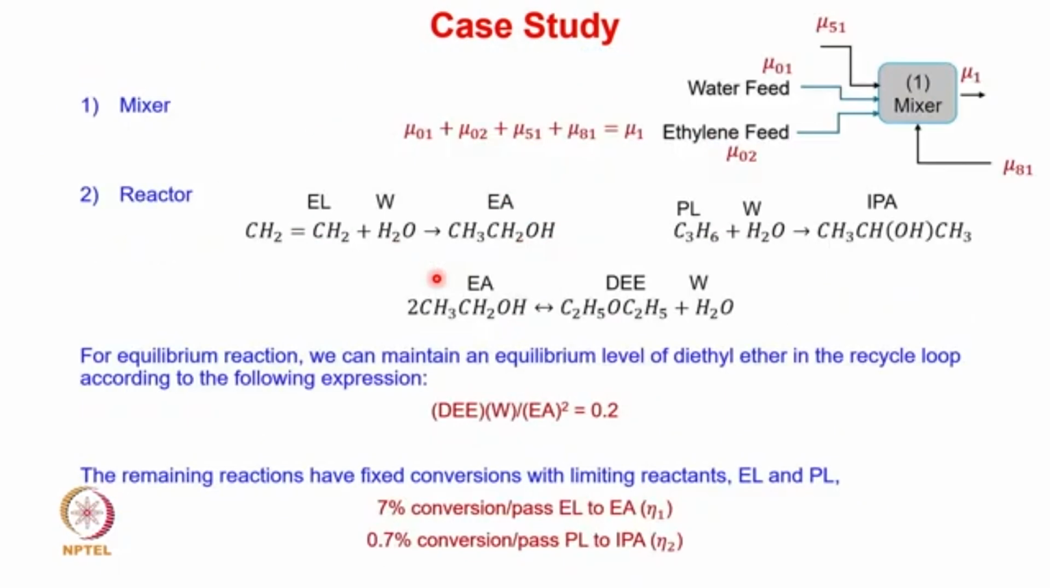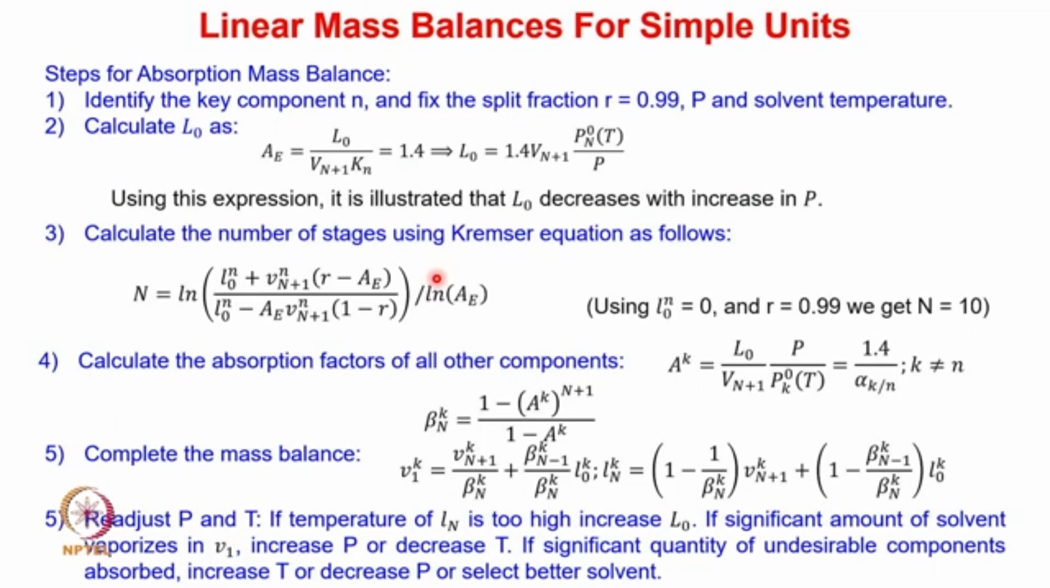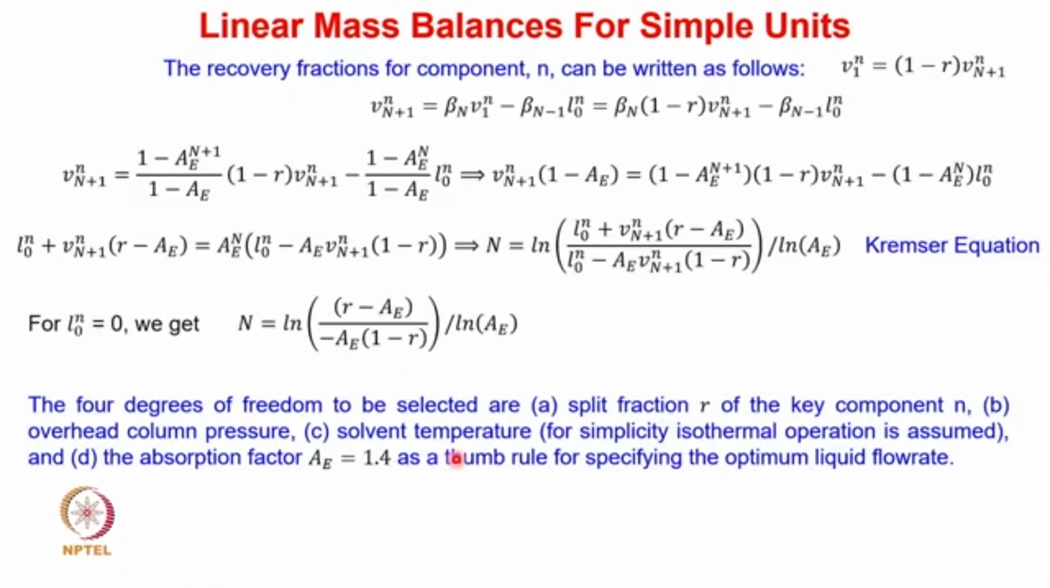If I go back, remember in the absorption we have given the simplified equations for calculating the number of stages. So when we are assuming that there is no key component present in the liquid, in that case L naught n is 0. So in that case this particular equation is simplified. The simplified equation can be given by R minus AE divided by minus AE into 1 minus R divided by ln AE. You can see that this equation we can directly obtain from the original Kremser equation.